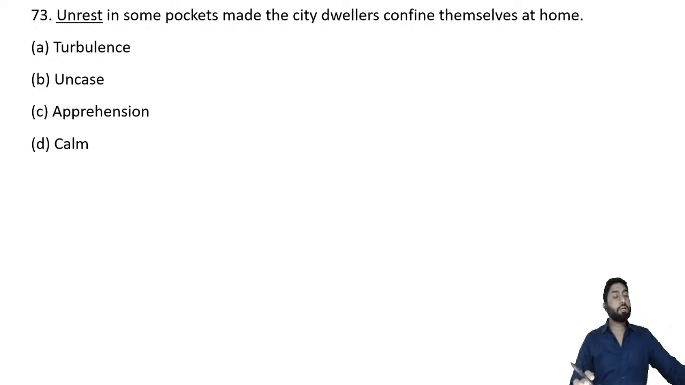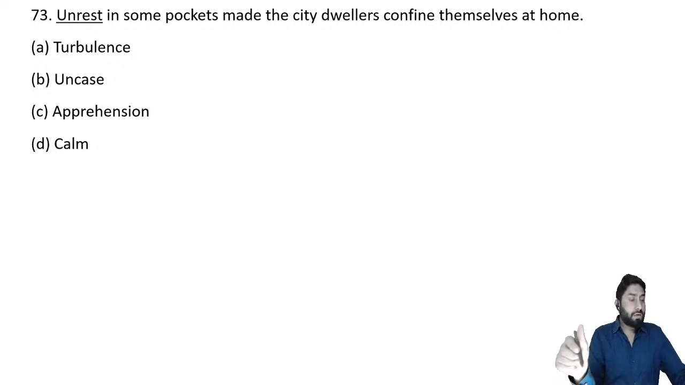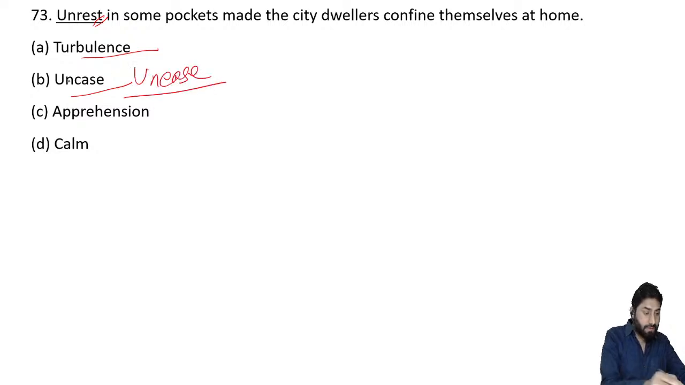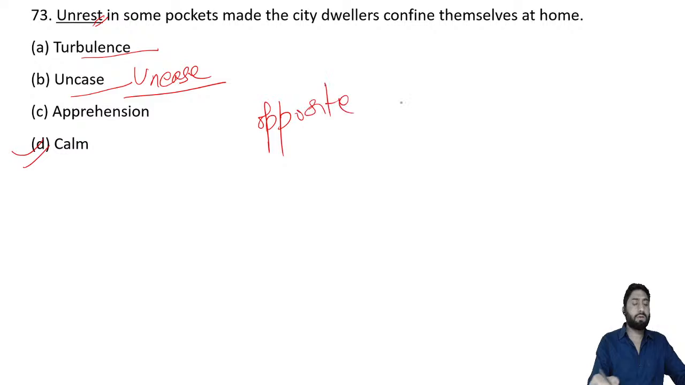unease and turbulence. Now, unrest in some pockets made the city dwellers confine themselves at home. Option देख लो फिलहाल, सारे सेम. Turbulence is similar to unrest, unease है, देखो यहाँ पे थोड़ा सा गलत टाइप्ड है, it has to be unease, टाइपिंग गलत हुई है थोड़ी सी. Apprehension, हाँ बाकी सब ठीक है. Apprehension is again fear and all, सो वो भी उससे सिमिलर है, उसका ऑपोजिट नहीं है. Calm is opposite. अगर हम ऑपोजिट की बात करें तो calm is the answer, D.